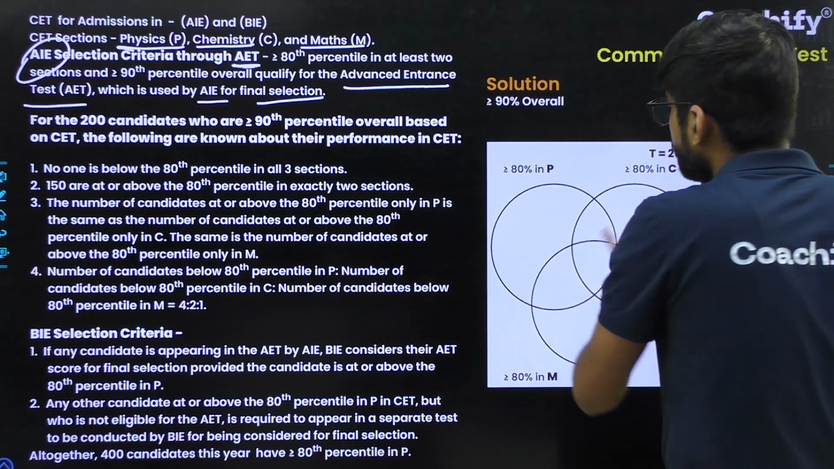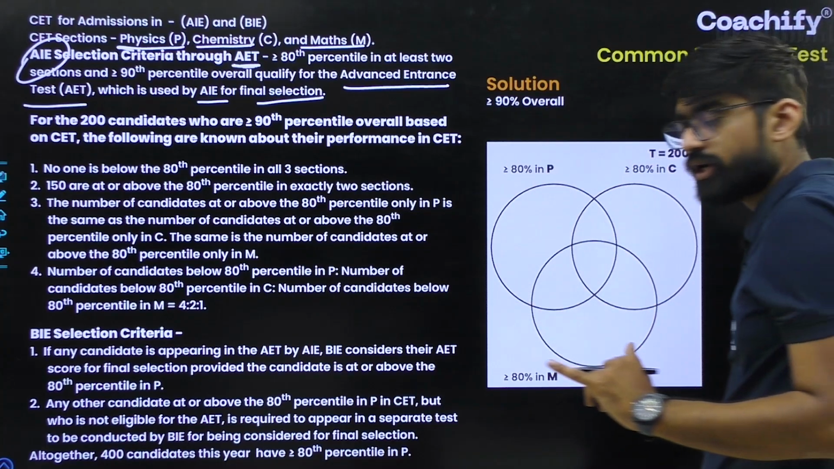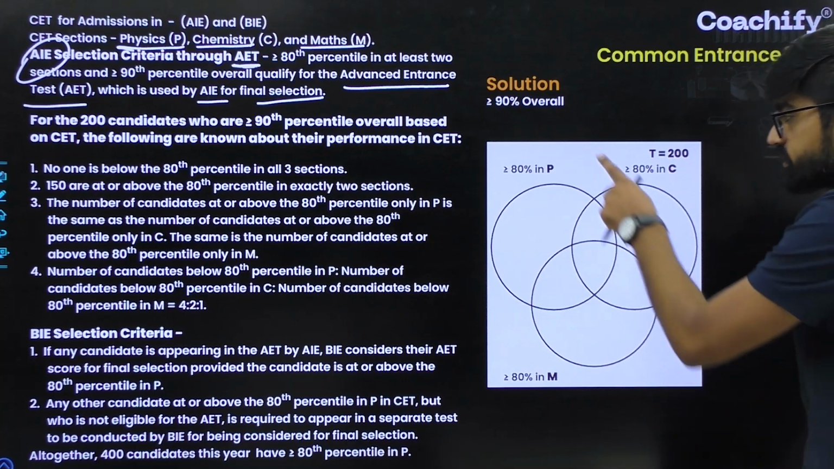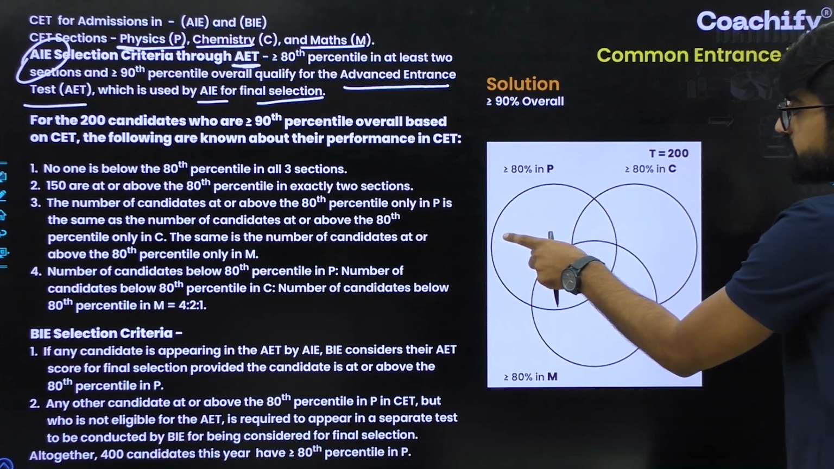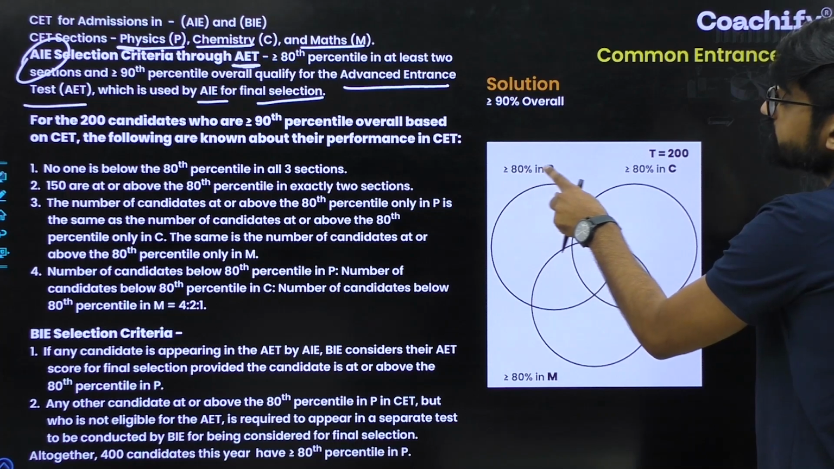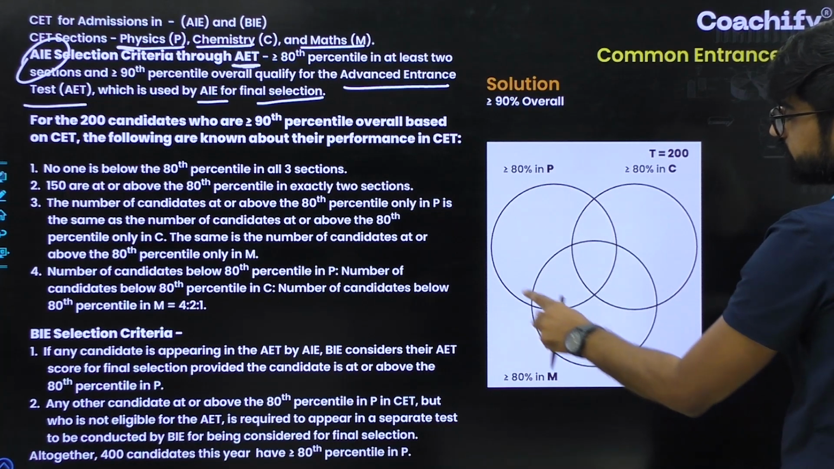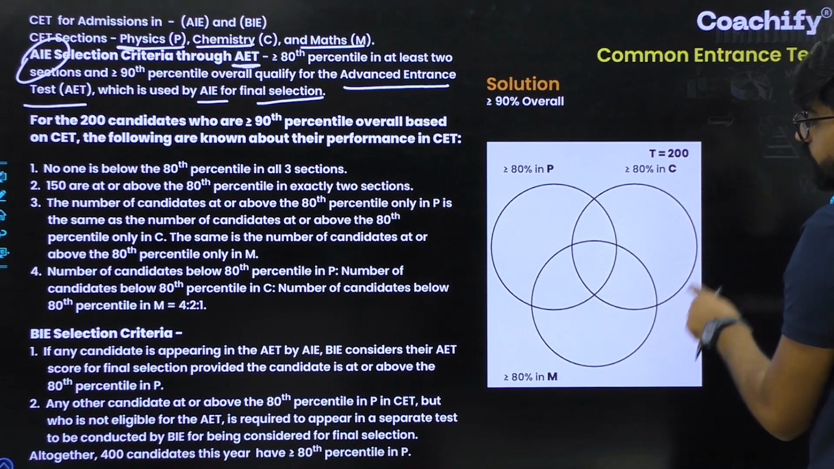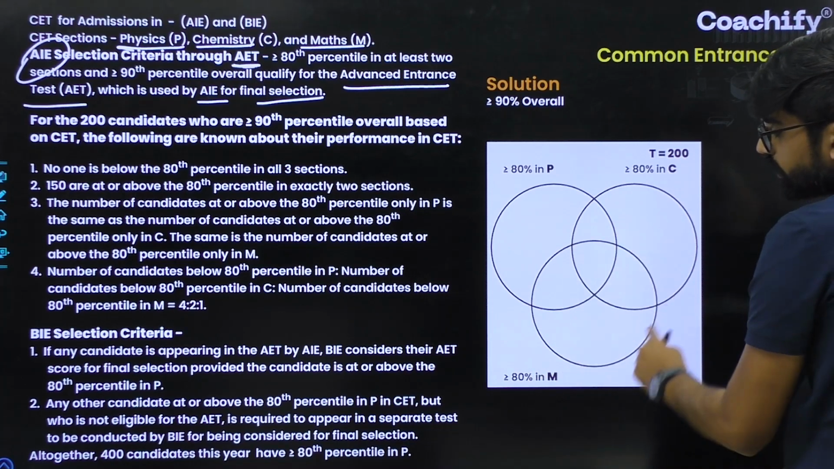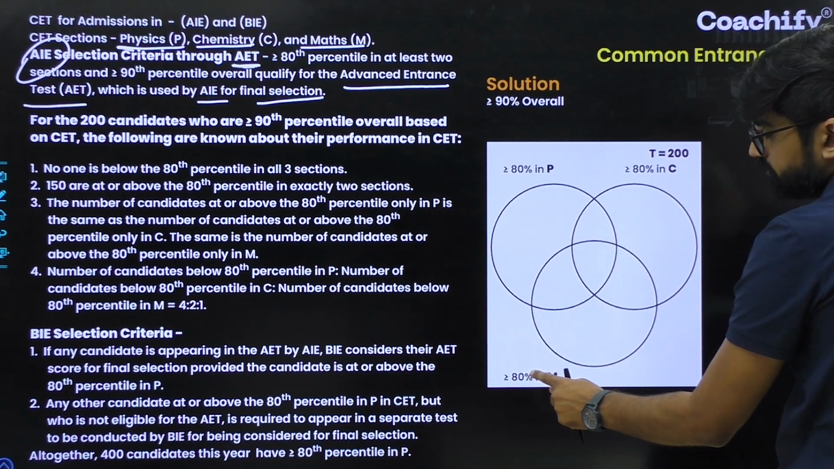So what I've done, I've made a Venn diagram. It's a three-set Venn diagram, right? So there are three sections. One is P, other one is C, and then we have M: physics, chemistry, maths. These are all the candidates who are scoring at least 80 percentile in P. These are all the candidates who are scoring at least 80 percentile in C, and these are all the candidates who are scoring at least 80 percentile in M, right?